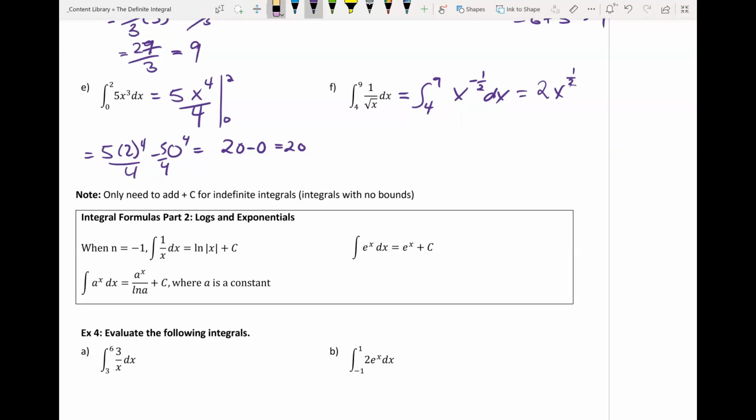So it works out. So we're going to evaluate this from 4 to 9. So that's 2 root 9 minus 2 root 4. That's 2 times 3 minus 2 times 2, which is 6 minus 4, and that's 2.